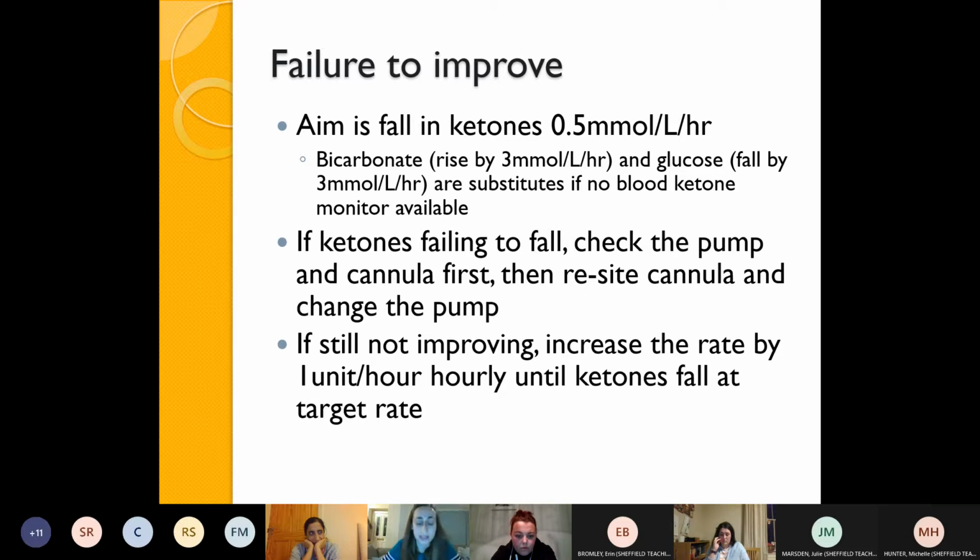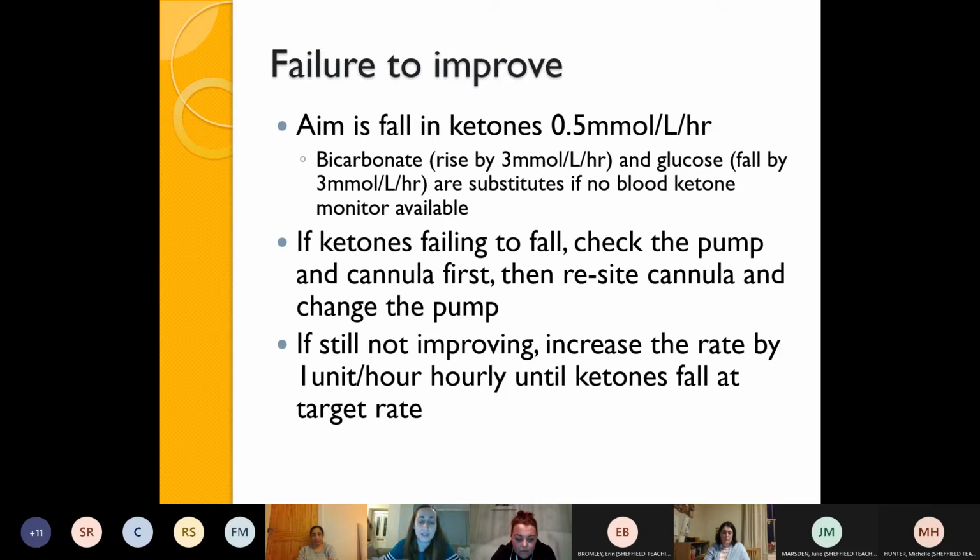Before we start increasing the insulin, we need to make sure that everything's actually plugged in properly. It seems really obvious, but this does happen. I've had it where I've said, are we absolutely sure? Yeah, everything's plugged in, everything's definitely turned on, the cannula's in, and then you go to the patient and the cannula's fallen out.